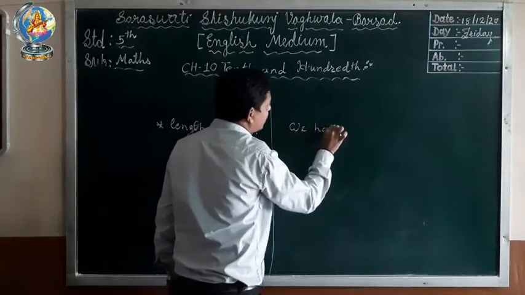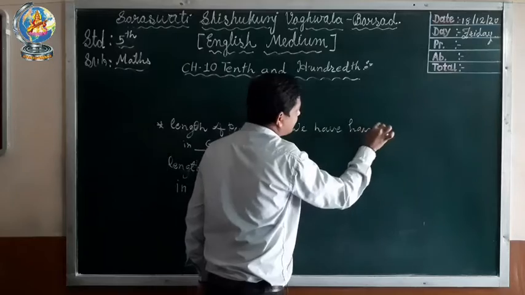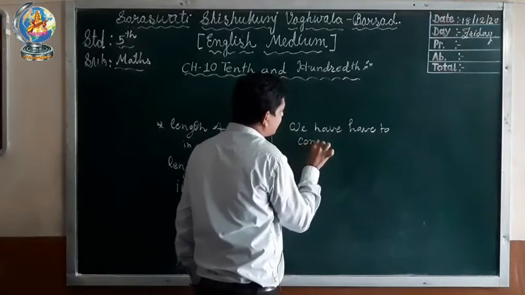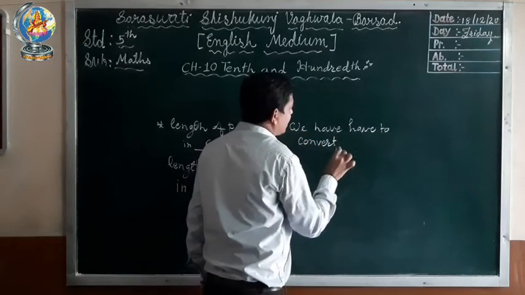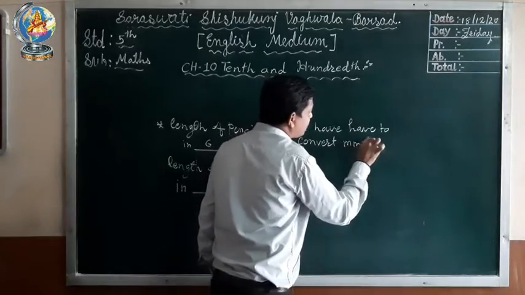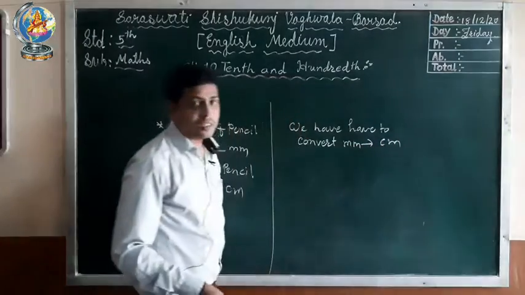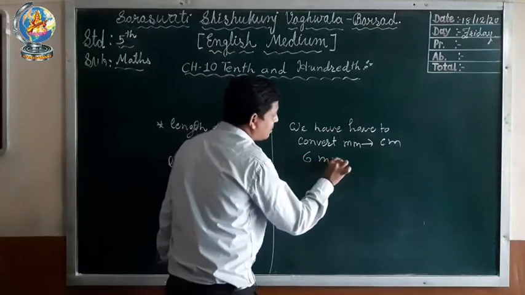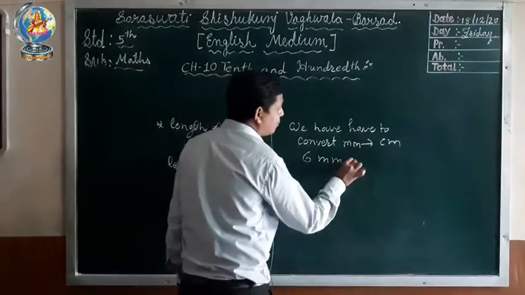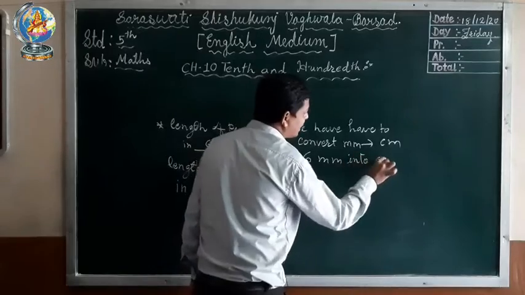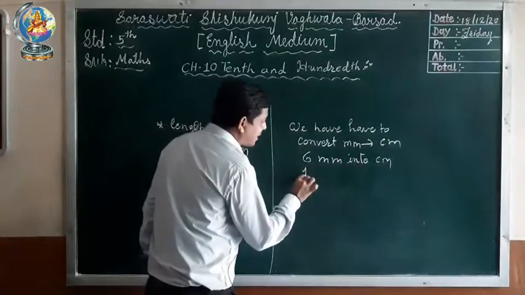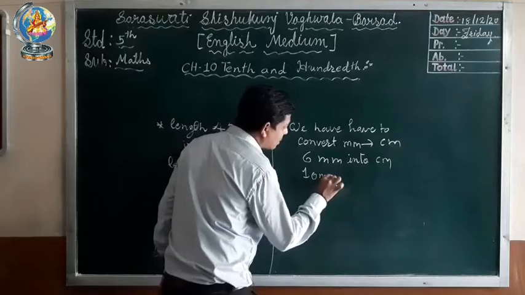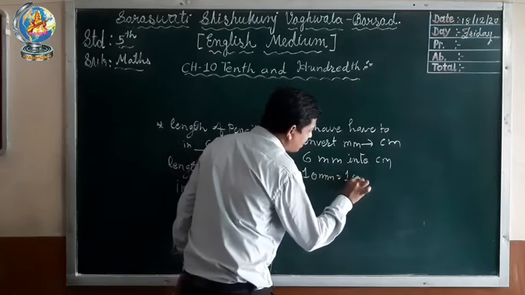We have to convert millimeter into centimeter. How much millimeter is given? 6 millimeter is given. Now we have to convert into centimeter. Okay. So 10 millimeter is equal to 1 centimeter.